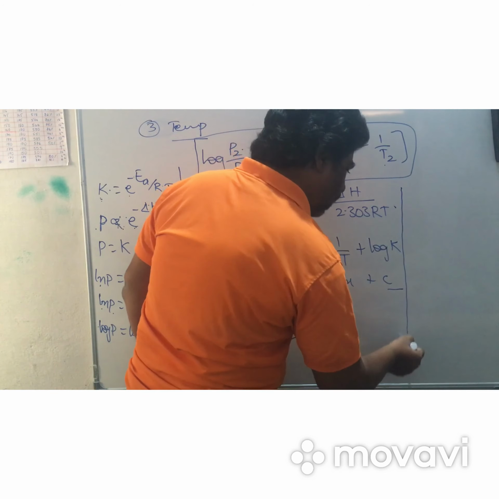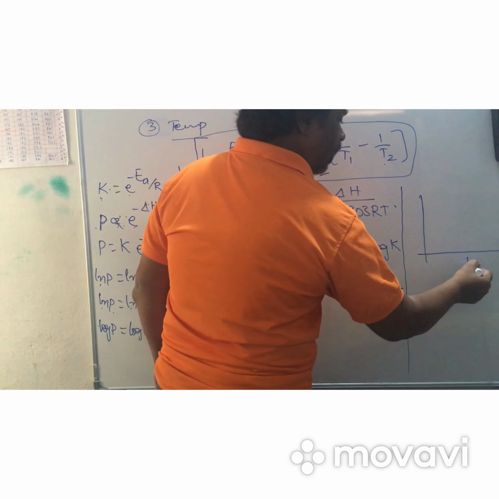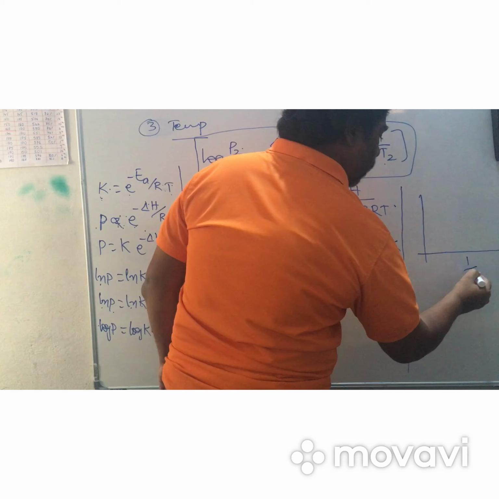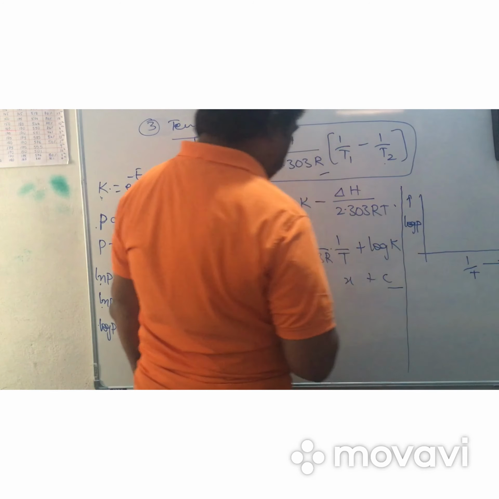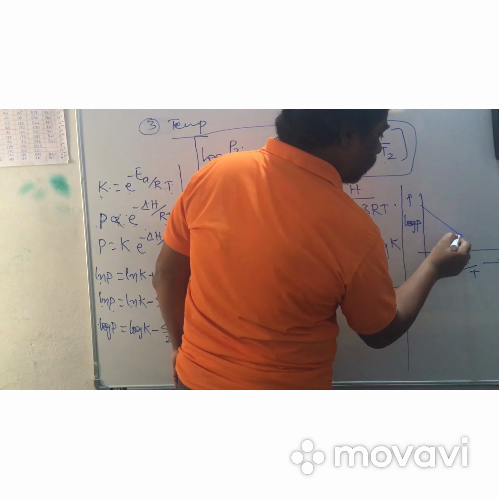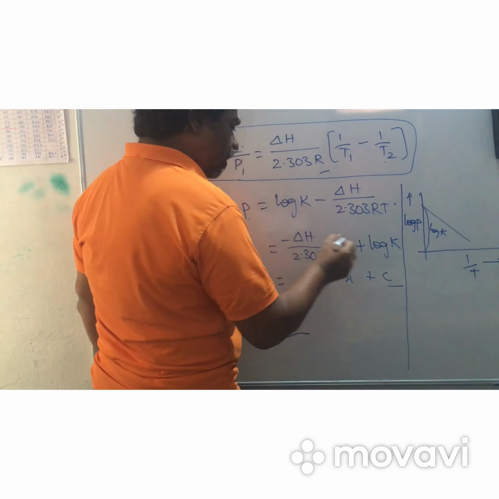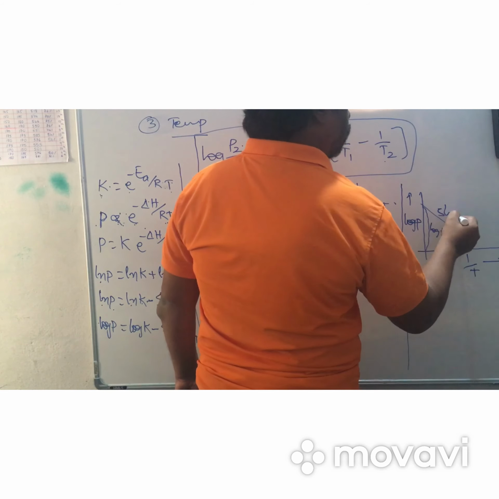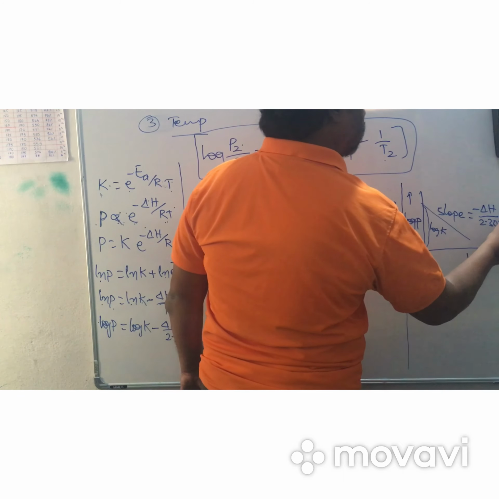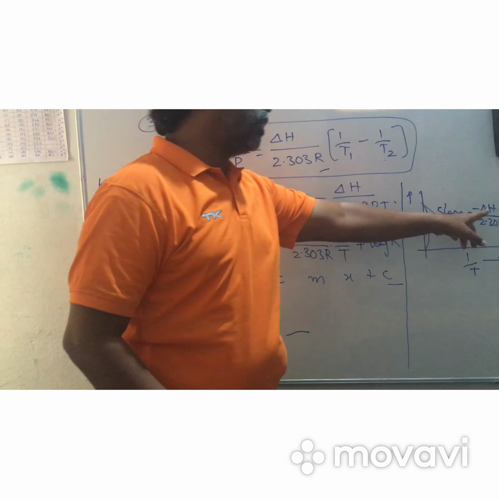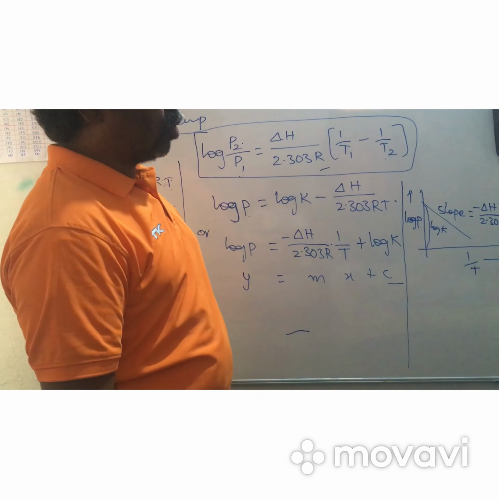So here I will draw the graph. 1 by T is taken on the x-axis, and on the y-axis you have to take log P. At that time a straight line with negative slope is obtained. The y-intercept is log K, and the slope equals minus delta H by 2.303 R, the same as with activation energy, where the slope equals minus Ea by 2.303 R. Here log K corresponds to log A, the frequency factor.